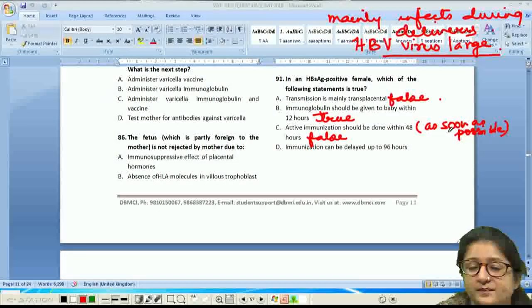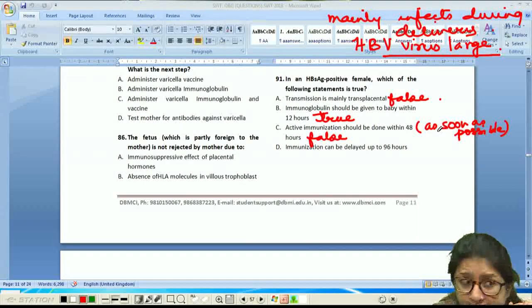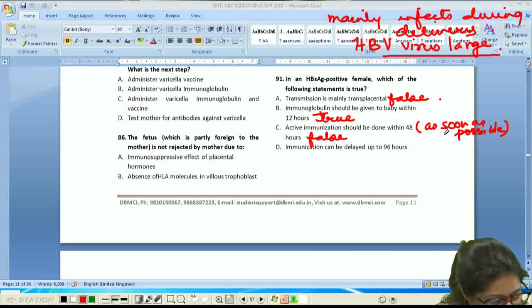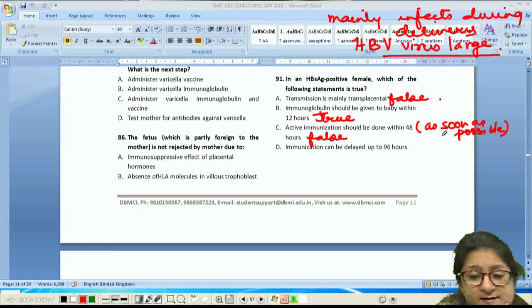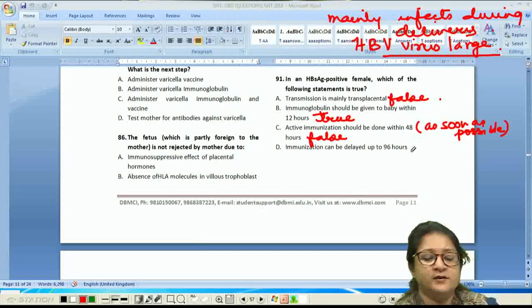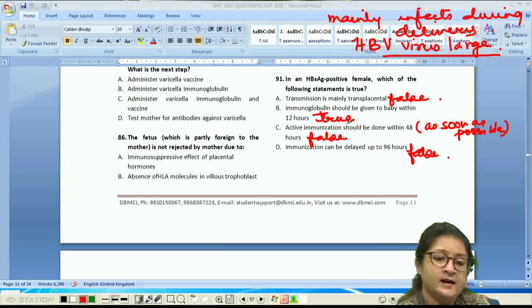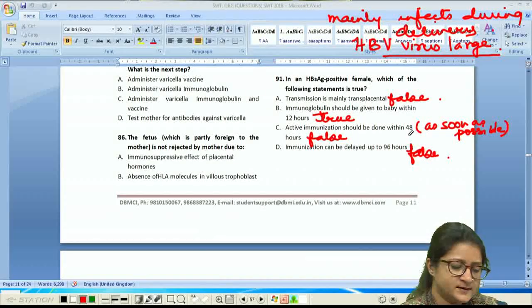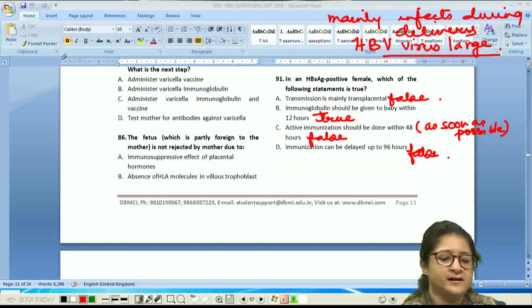The zero dose, the first dose of hepatitis B vaccine, should be given in the labor room immediately after delivery itself, as soon as possible, right? And immunization can be delayed up to 96 hours. That is also false. Whenever immunization is given, it is given as soon as possible, right? So just a few basic points about maternal hepatitis infection.